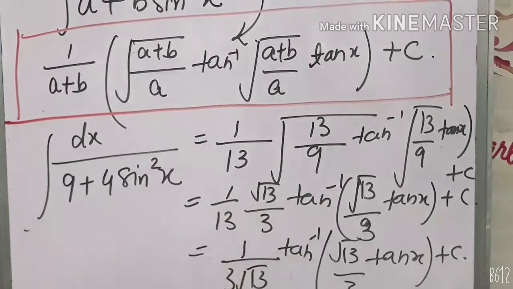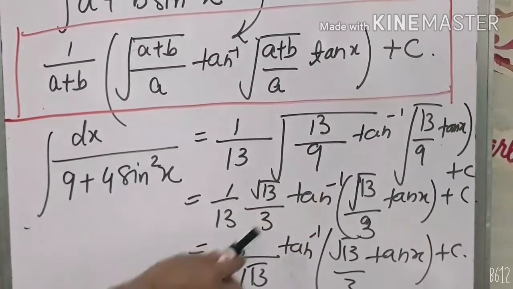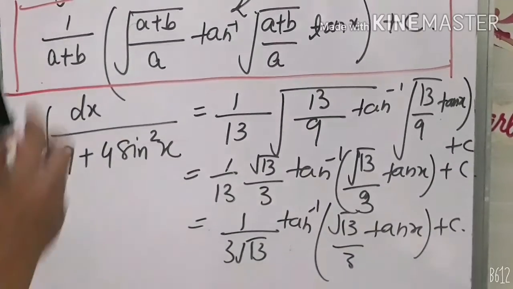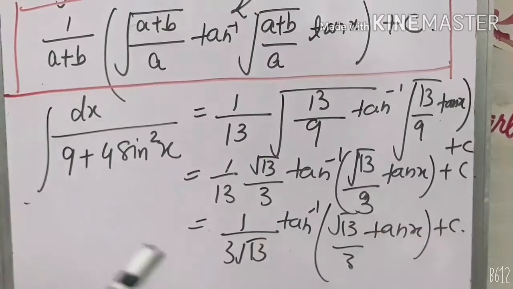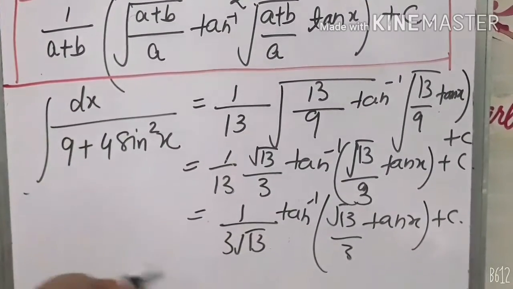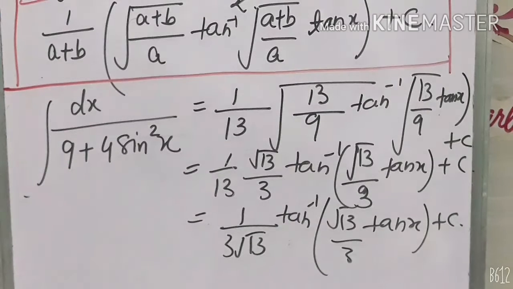But you need to simplify it also. 1 by 13, root 13, I wrote it like that. Square root of 9 is 3. Similarly, I took it here. But I solved that also. 13 I can write root 13 into root 13. I cancelled it. I got this, the simplified answer.